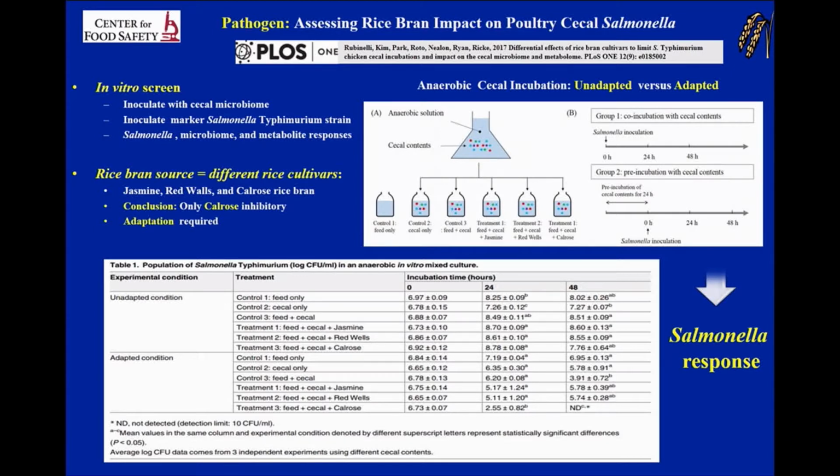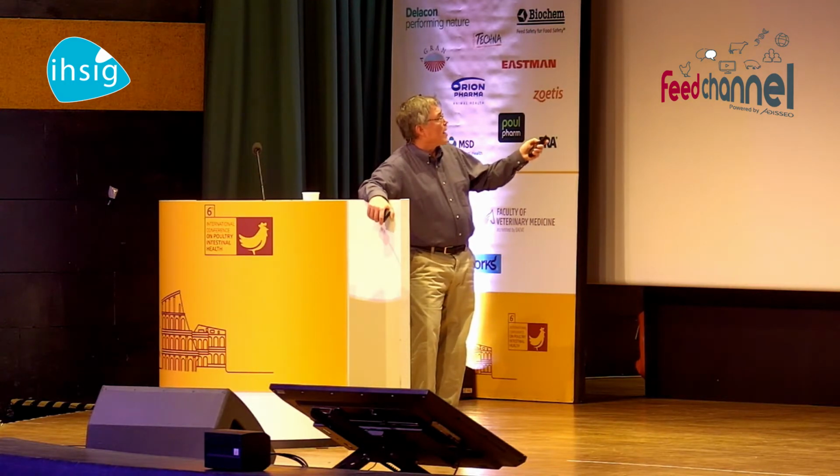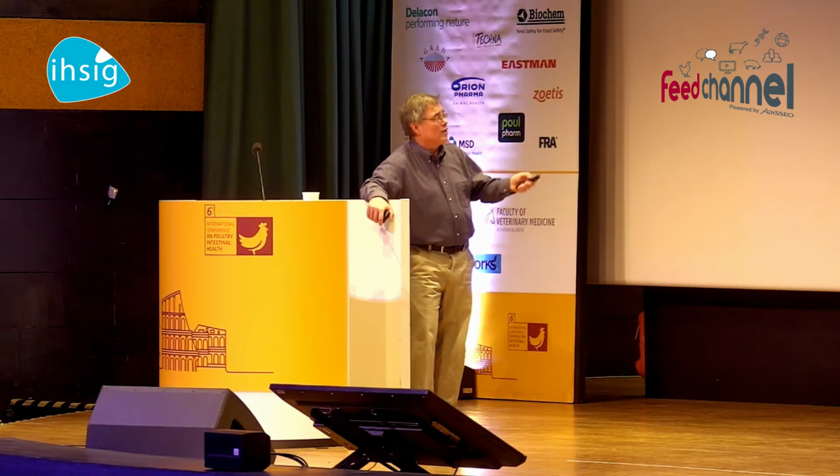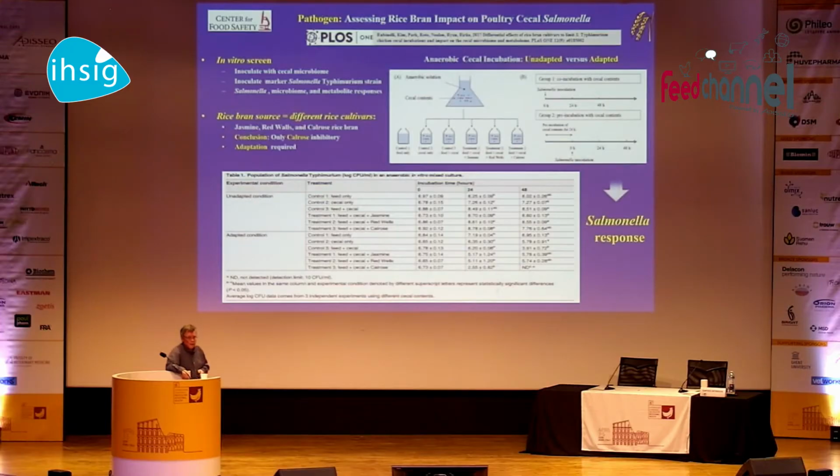what's going on. And in this particular study, we looked at 3 different cultivar sources of rice bran: jasmine, red wells, and calrose. And most of these are California varieties. Actually, they weren't Arkansas varieties. Later on, we did look at some Arkansas varieties.